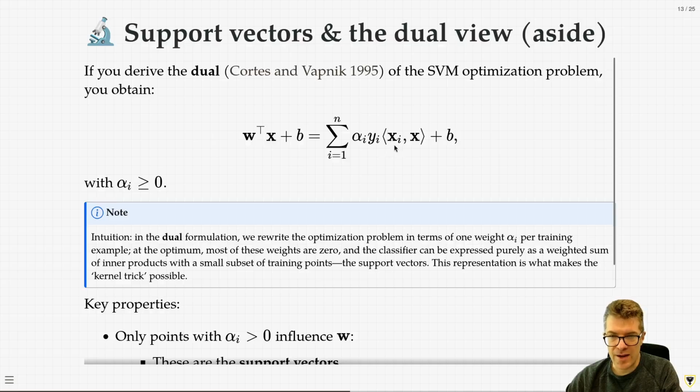This bracket x sub i, x is just the kernel function on these two data points. y is the label for the data point we're dealing with currently, and so on, currently being within this sum. As long as alpha sub i is greater than or equal to 0, the dual of the SVM problem becomes this.